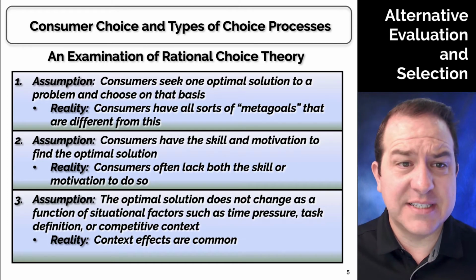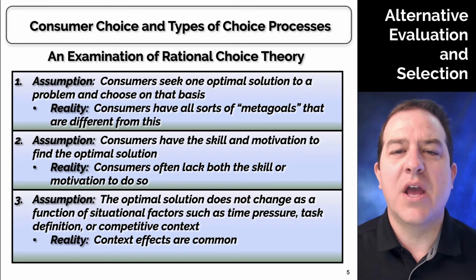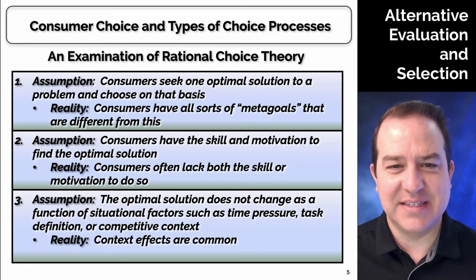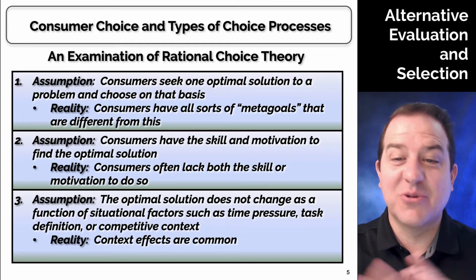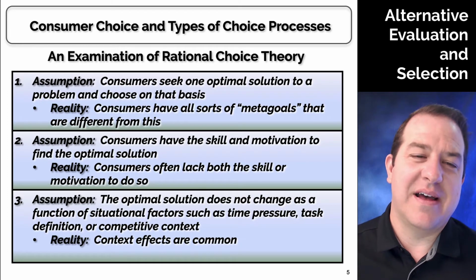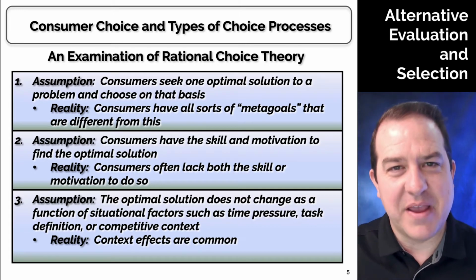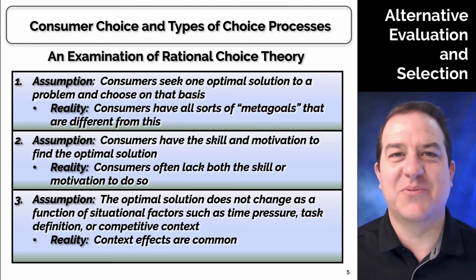So the first assumption that we make in rational choice theory is that consumers seek one optimal solution to a problem and choose on that basis. The reality is actually that consumers have all sorts of meta goals that are different from this. And I've seen this time and time again. A lot of times we think that someone's going to make a rational choice and we don't. We are not rational human beings when we purchase.